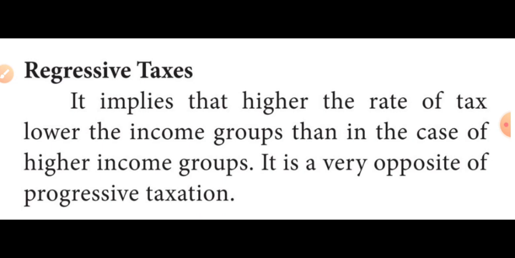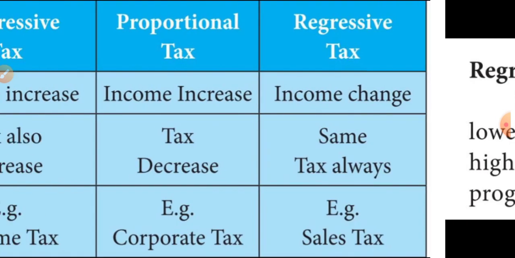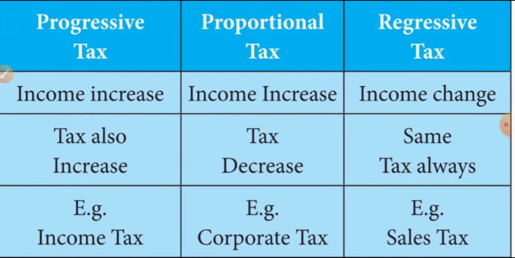For example, with progressive tax, as income increases, the tax also increases. For example, income tax. That means a particular person or an organization has to pay the tax. Income increases, tax also increases.